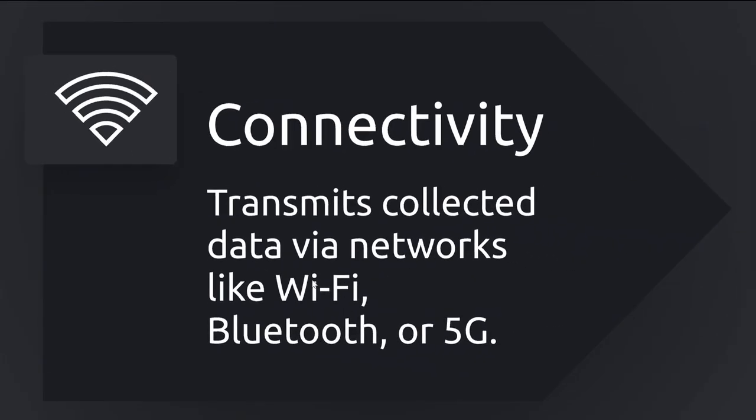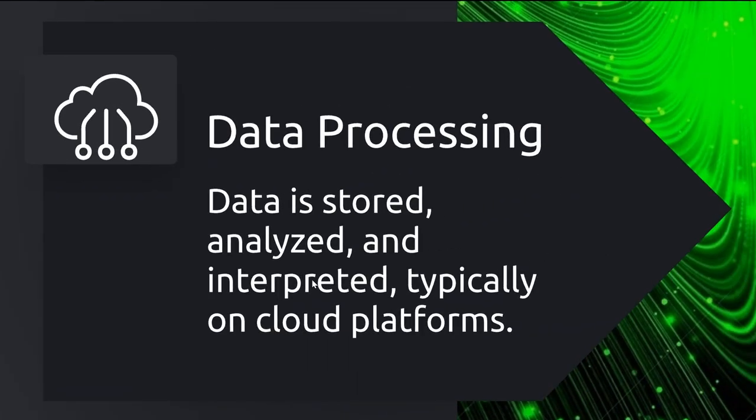Next, the collected data is transmitted through communication networks. IoT devices use different connectivity technologies such as Wi-Fi, Bluetooth, cellular networks, or 5G. In many systems, an IoT gateway acts as an intermediary that aggregates data from multiple sensors before sending it to cloud platforms. After transmission, the data is stored and processed in cloud computing environments or edge computing systems.